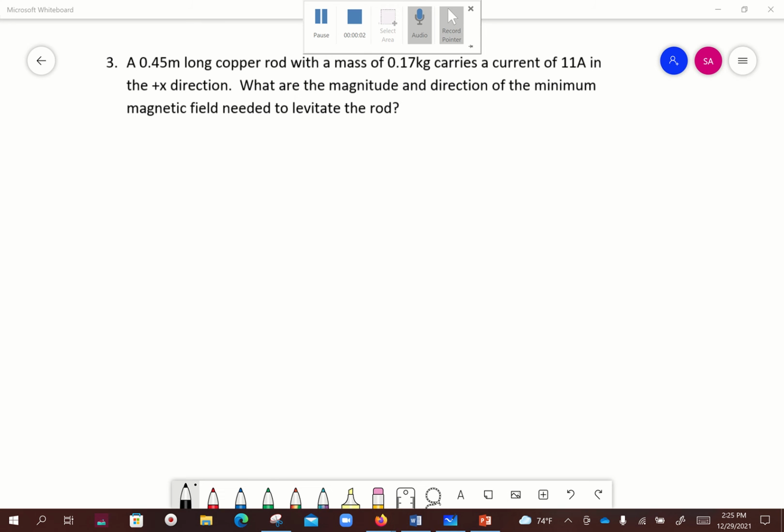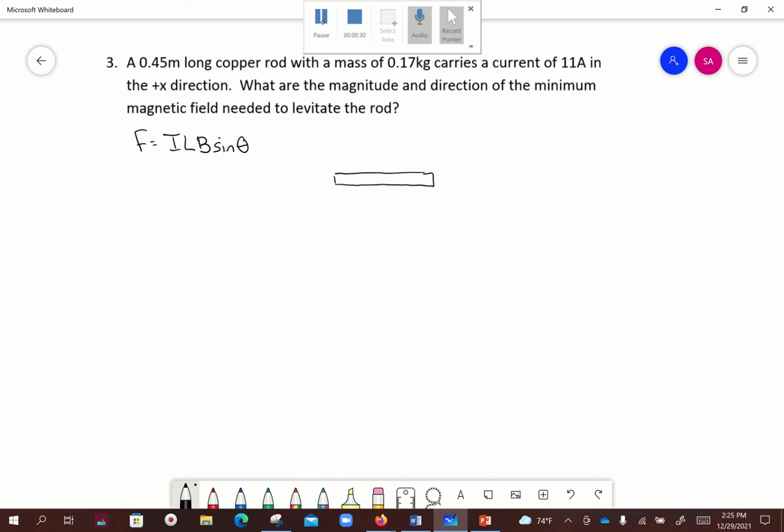Okay, so this next problem also works on the force, but this time we use the force on a current. So the force on a current-carrying wire is the current times the length of the wire times the magnetic field times sine of theta, instead of QVB sine theta. And so what we have is a copper rod that's lying horizontally in the plus x direction.